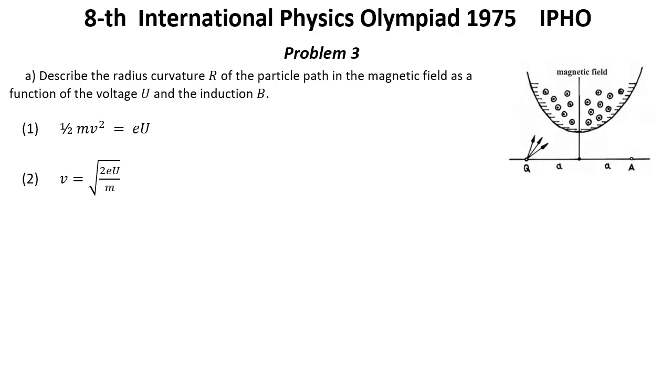Therefore, the paths of the ions are circular with radius r. Lorentz force and the centrifugal force are of the same amount. So we have evB equal mv squared over r. And from this equation, the radius of the ion path is calculated: R equal 1 over B multiplied by square root of 2mU over e. That was a solution for question A.